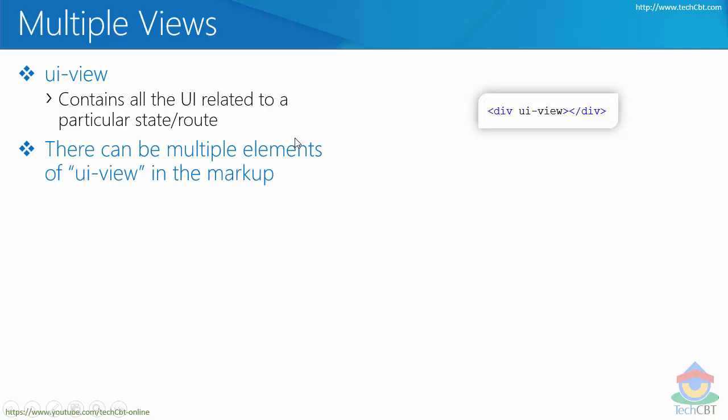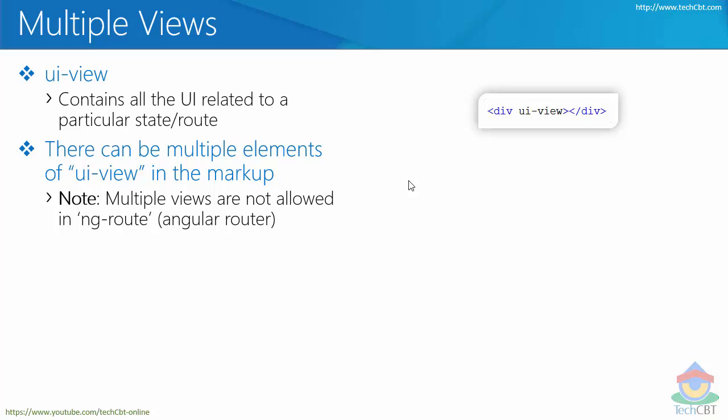Next, there can be multiple UI view elements in the markup. Till now, in all of my previous examples and videos, we have been working with just one UI view. But in fact, UI router allows us to have multiple UI view elements as part of your application, if necessary. Quick note: multiple views is not a feature supported as part of ng-route. So if you are using ng-route or the Angular router but not UI router, make sure you know that it doesn't work with multiple views. UI view and multiple views are available only through UI router.